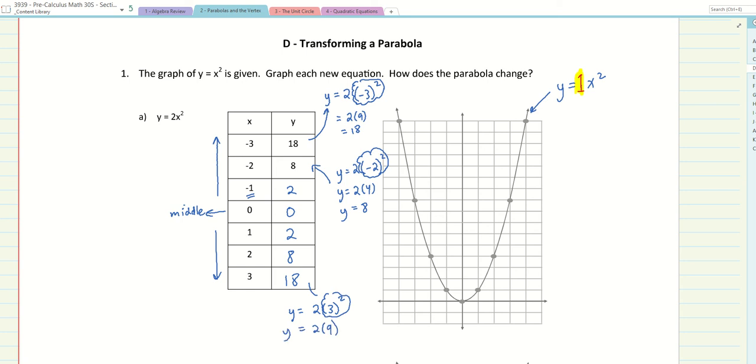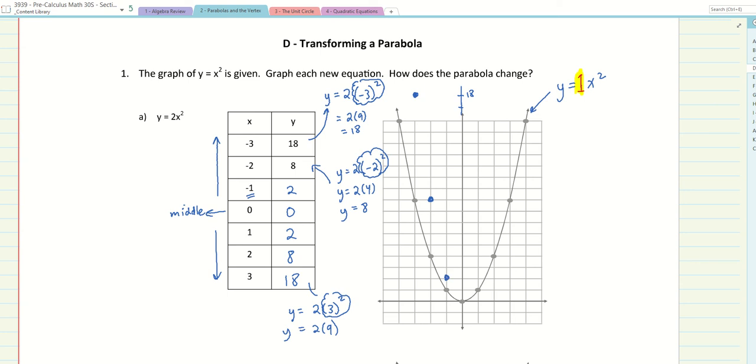So how does it look when we plot those points? Well, -3, 18 is kind of off the chart a little bit. This grid I've drawn goes up to 16, so if I extend it a little bit further, I think 18 would be there. So -3, 18, right there. -2, 8, right there. -1, 2.